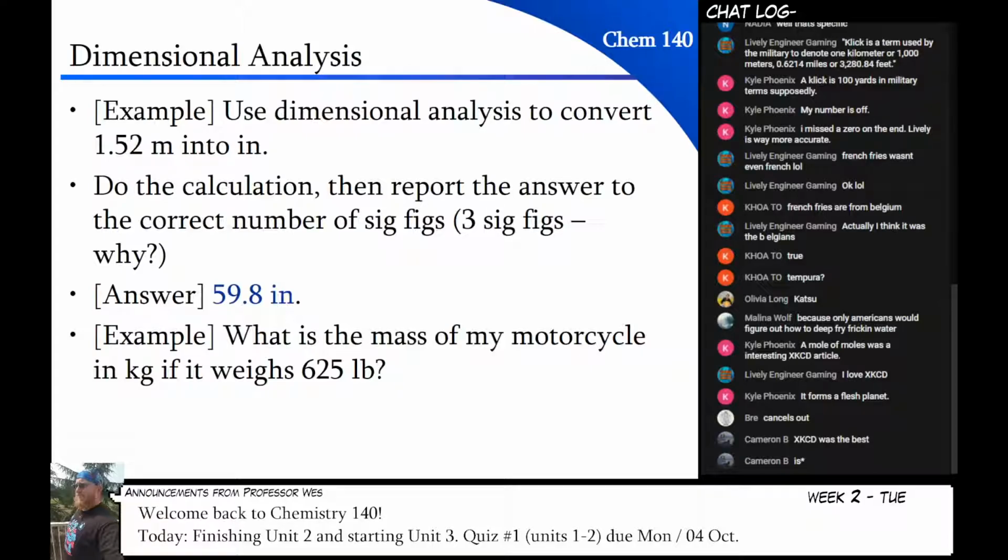Now, of course, you could type in 625 pounds to kilograms in Google. That's not going to help you on the quiz, though. So do this problem, write out the dimensional analysis, and then type in your answer to the correct number of sig figs in the chat.